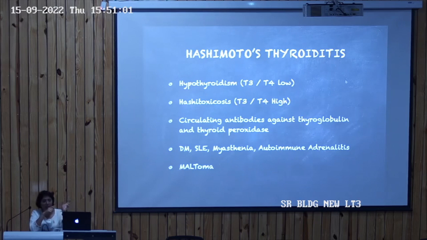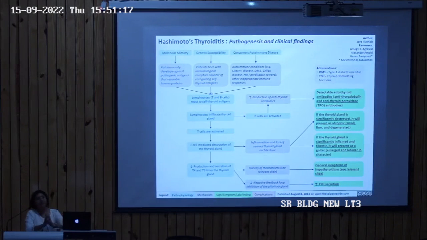Again, the word toxic always means something like status epilepticus, status asthmaticus. Something where the thyroid has gone crazy and wants to produce a lot more. Fine. If it is not treated as hypothyroidism, then it goes to hashitoxicosis. Also, this can be associated with other autoimmune diseases, unlike Graves', which is not. Hashimoto's can be associated with other autoimmune diseases like diabetes mellitus, myasthenia gravis. Usually it is myasthenia gravis, which is the coordinated part of it.